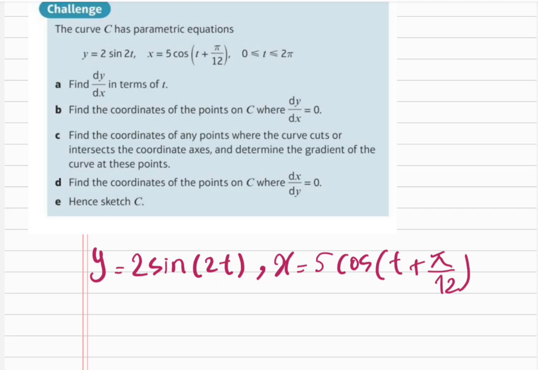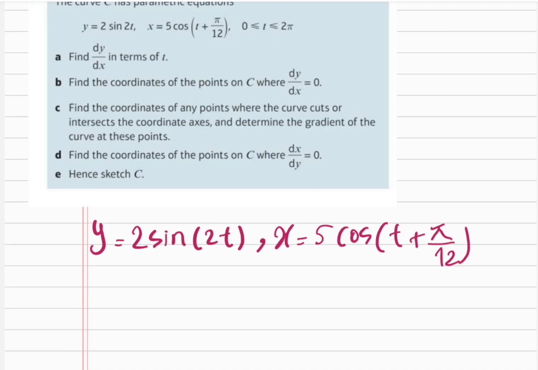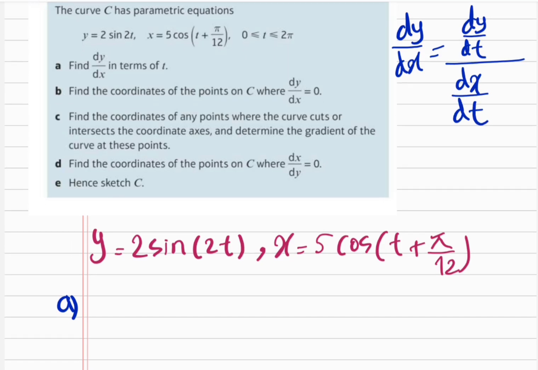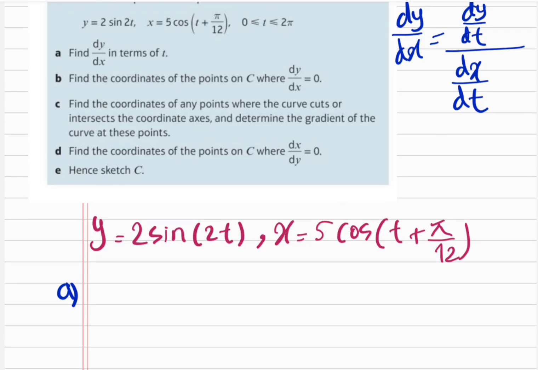Okay, so for part A, first of all, we are given that the curve C has parametric equations, and we want to find dy by dx in terms of t. Whenever we have parametric equations, in order to find dy by dx in terms of t, we always need this formula: dy by dx is equal to dy by dt over dx by dt. So that means we need to find dy by dt and dx by dt first, and then find dy by dx.